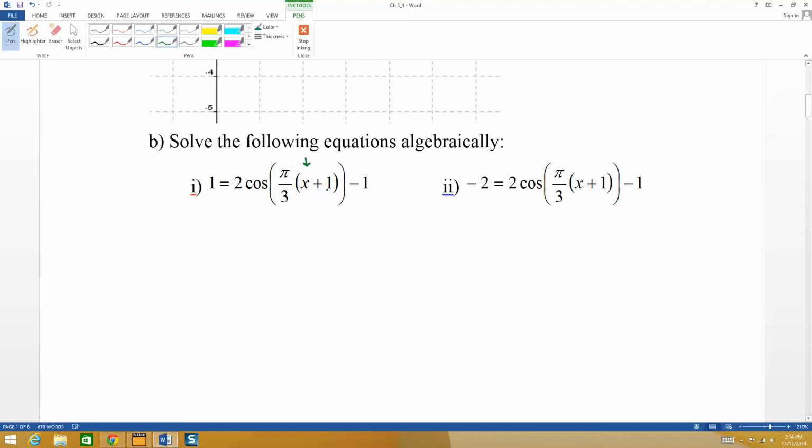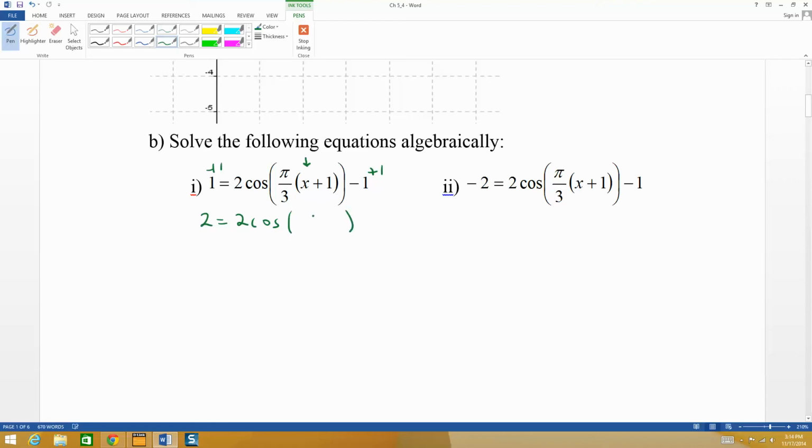So we need to get rid of everything on the right-hand side except for the x. If you think of order of operations, think of the last thing that's happening on the right-hand side and undo it. The last thing happening is this -1, so I'm going to add 1 to both sides. Now I get 2 is equal to 2 times the cos of all this stuff.